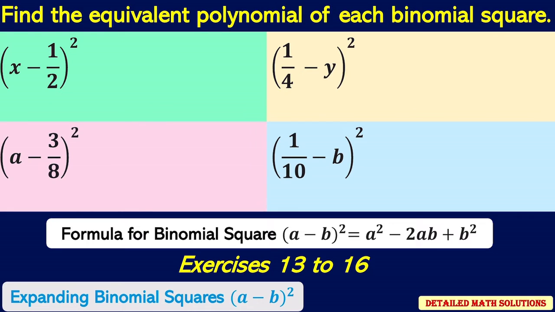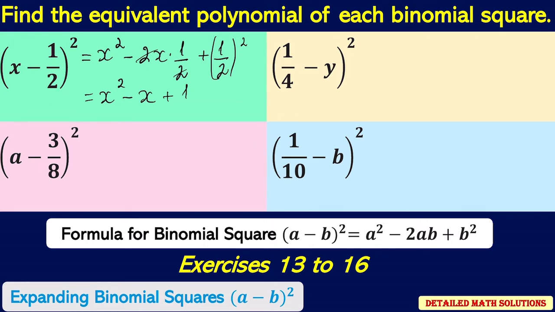In the first binomial square, (x minus 1/2) squared, the variable x corresponds to the a in the formula, and 1/2 corresponds to the b in the formula. Therefore, when I apply the formula, this equals x squared minus 2 times x multiplied by 1/2 plus (1/2) squared. And when I simplify further, I get x squared minus 2 and 2 cancel out, x plus 1/4.